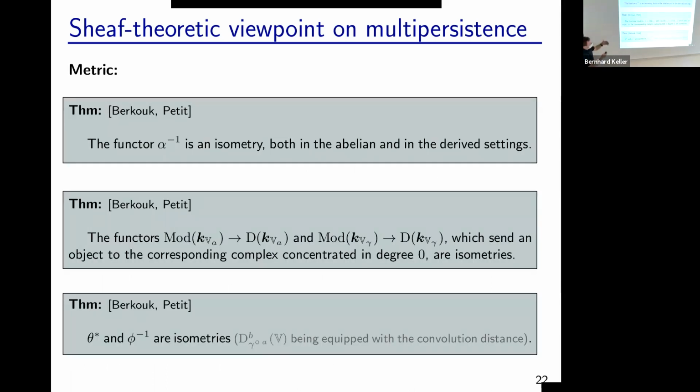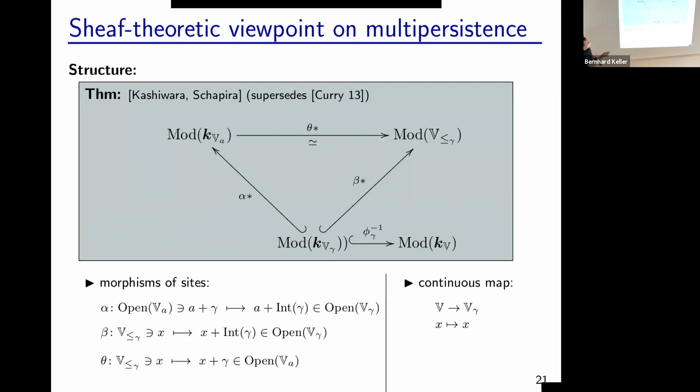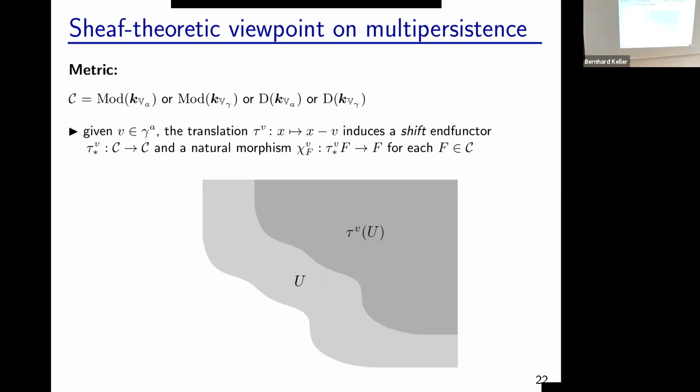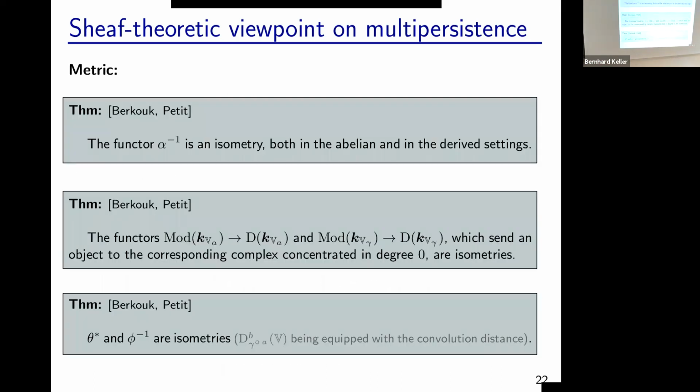And basically, there are 3 results in the Berkouk-Petit paper. In a few words, they say that the functors that you see here are distance preserving. Basically, I'll make it short because I'm running out of time. So all the equivalences of categories that we talked about, both in the abelian and in the derived setting, are distance preserving.